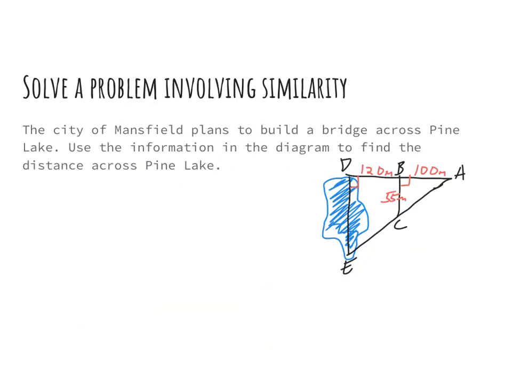Now we're going to solve a word problem using similarities. The city of Mansfield plans to build a bridge across Pine Lake, and Pine Lake is there in blue. Use the information in the diagram to find the distance across Pine Lake. What I need to do is separate these two triangles. I'm going to have a triangle ADE here, and then the smaller one is going to be ABC.